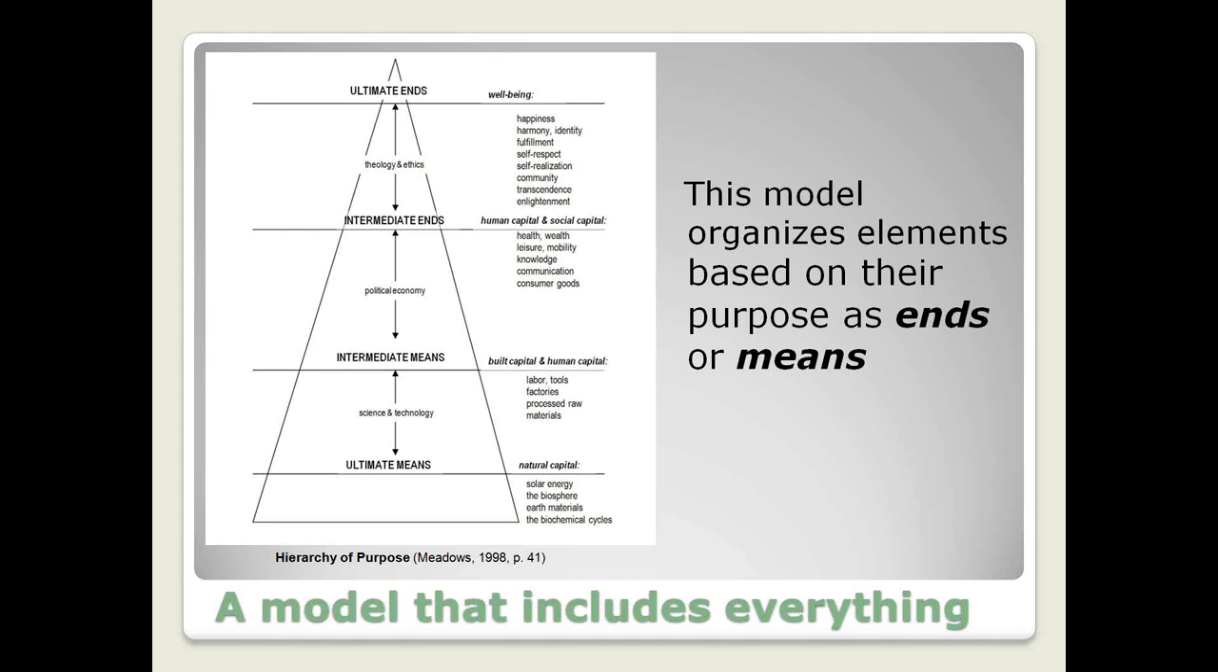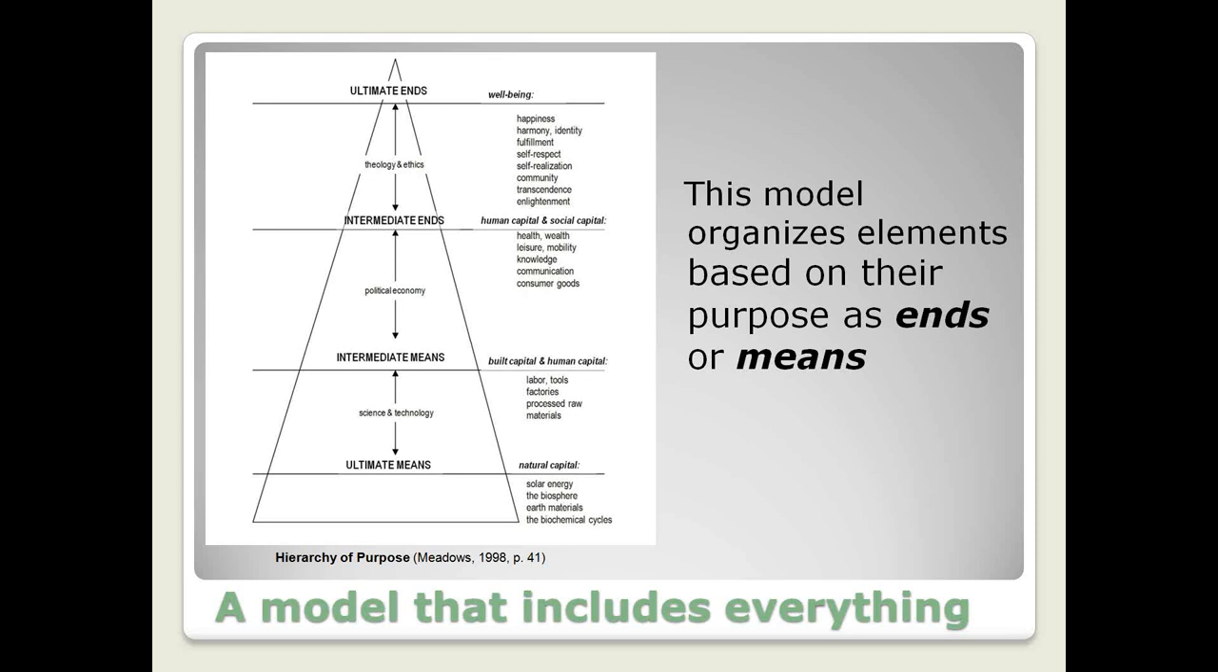So all of those are important elements of our environment, as are the things that we create with our built capital and our human capital. And so we create things like health and wealth. We create leisure and mobility. We create knowledge. We create communication, and we create consumer goods. And why do we do that? We do that so that people will be happy and live in harmony and have identities and fulfillment, and on and on. So this particular model comes from the sustainability literature, and Donella Meadows uses it in order to find indicators of sustainability, because if it's not serving people, then it's not sustainable for people.